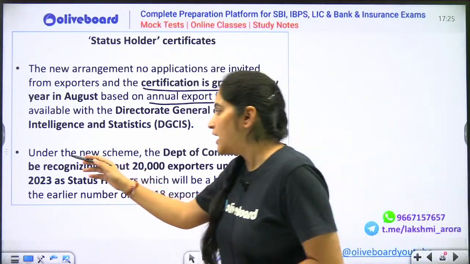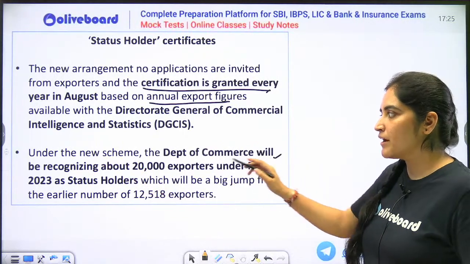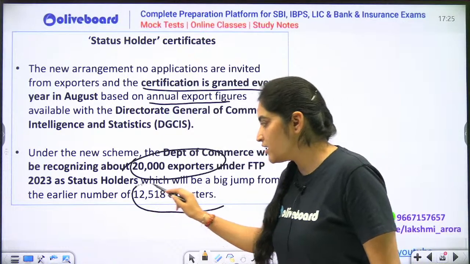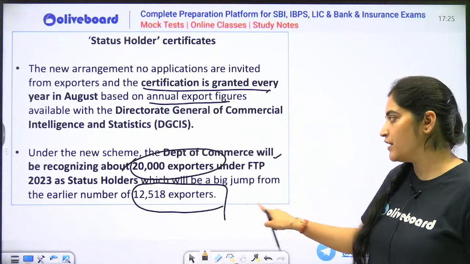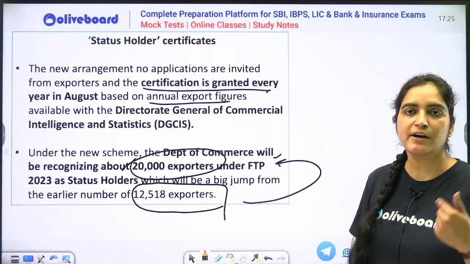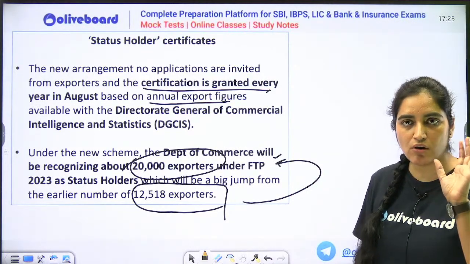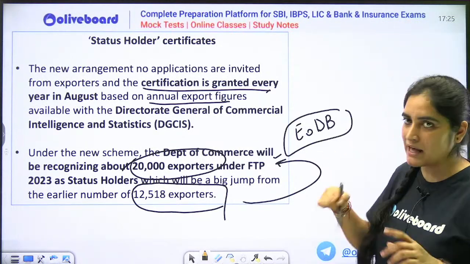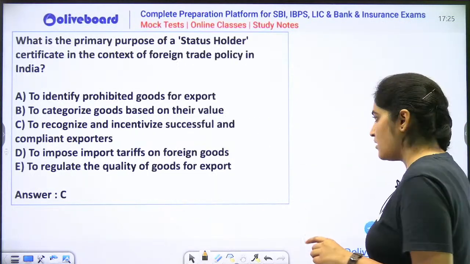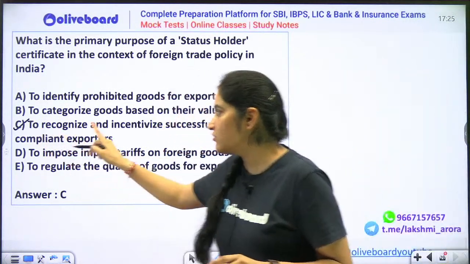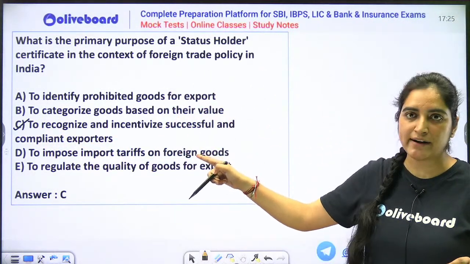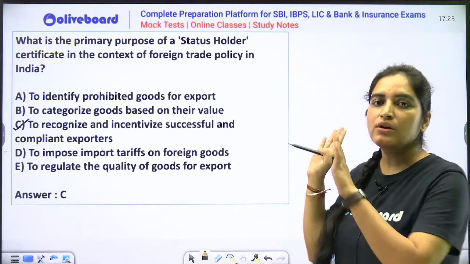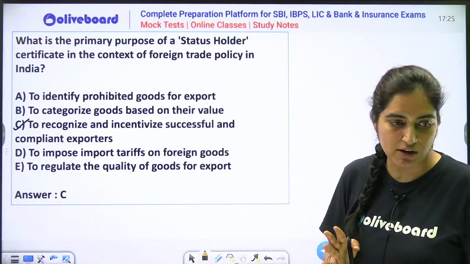Next thing. Under the new scheme, the Department of Commerce will be recognizing about 20,000 exporters as of now. In the previous year, it was only 12,518. So definitely isse increase hoga, and our foreign trade policy is also there to actually do ease of doing business. So हमें ease of doing business को बढ़ाने के लिए this will help. Now the correct option to this is option number C, to recognize and incentivize successful and compliant exporter. तो जो भी exporters हैं वो गवर्नमेंट ऑफ इंडिया के नॉर्म से comply करेगा तो उनको इस तरह का incentive मिलेगा. That was what was there.